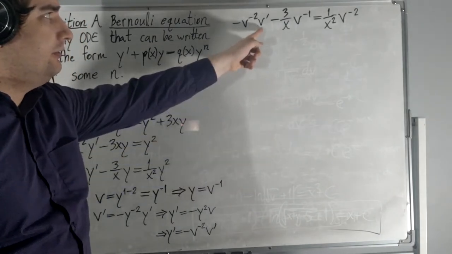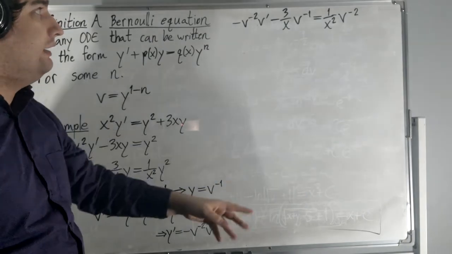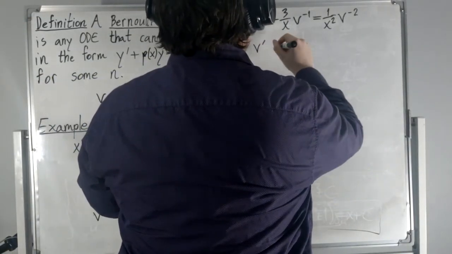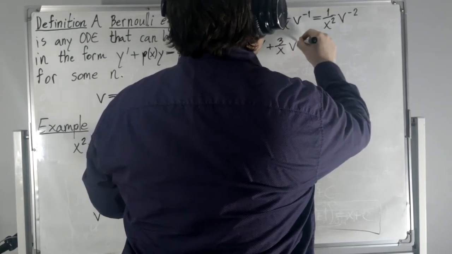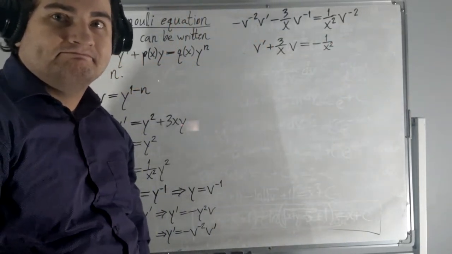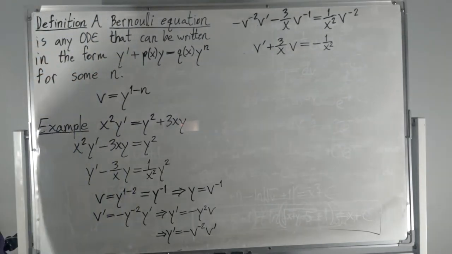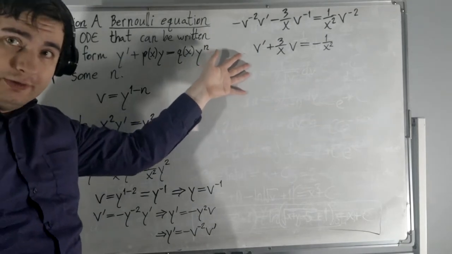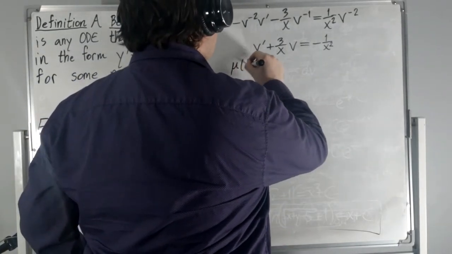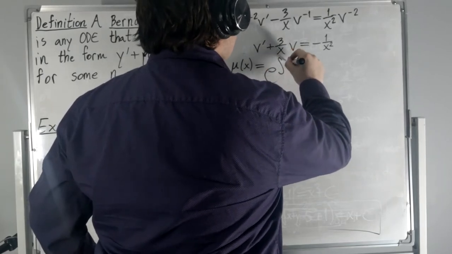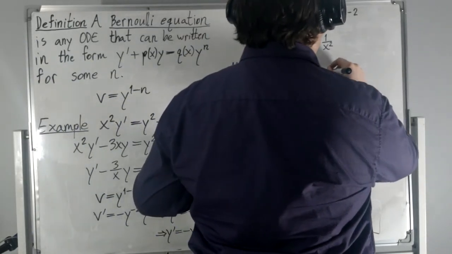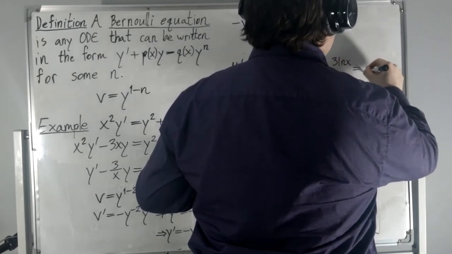If you get the leading coefficient to be 1 by dividing by negative v to the negative 2, which is the same as multiplying by negative v squared, then we get v prime plus 3 over x v equals negative 1 over x squared. Now that looks easier, right? Hopefully we recognize that this is a first-order linear ODE in standard form. So we can define an integrating factor. Mu of x is defined as e raised to an antiderivative of 3 over x. Well, that would be e to the 3 ln x, which is just x cubed.